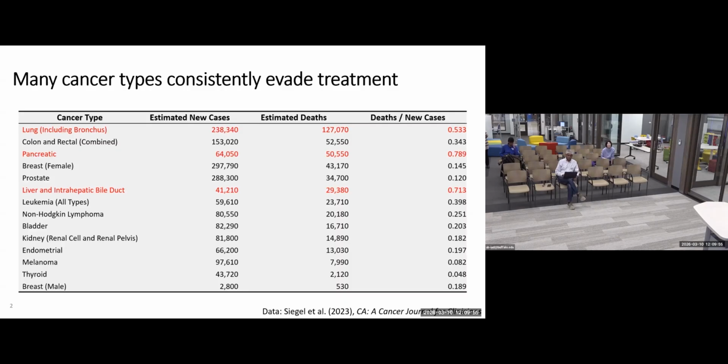However, if you look at the rows highlighted in red, including lung cancer, pancreatic cancer, and liver cancer, that far right column, the deaths to new cases diagnosed ratio per year, is much, much higher, as high as almost 0.8 in pancreatic cancer, which really indicates that we have a long way to go as a field in terms of understanding why standard of care is not working and how we can potentially improve upon standard of care strategies.